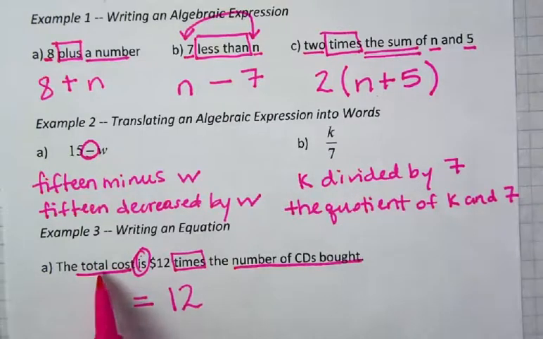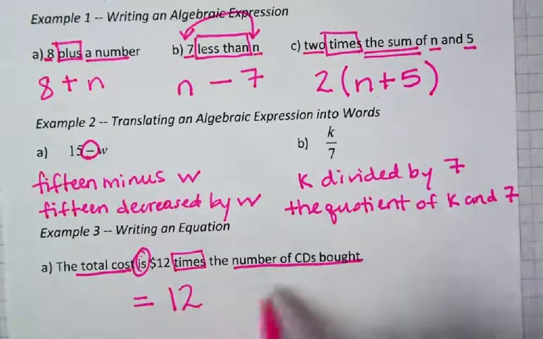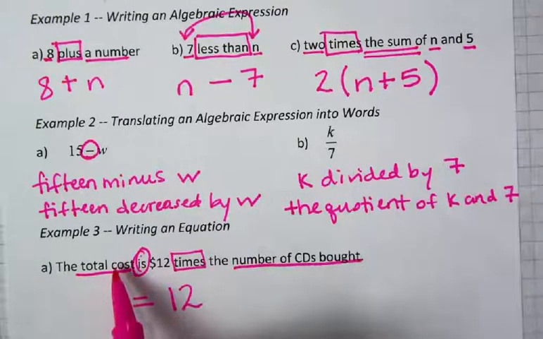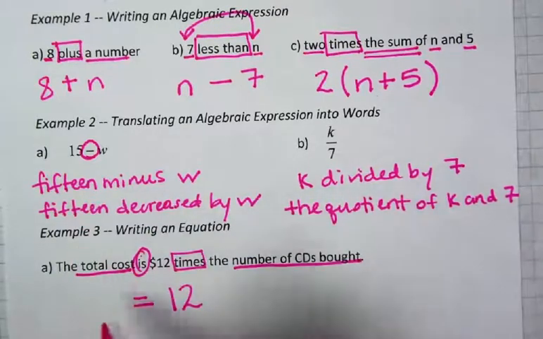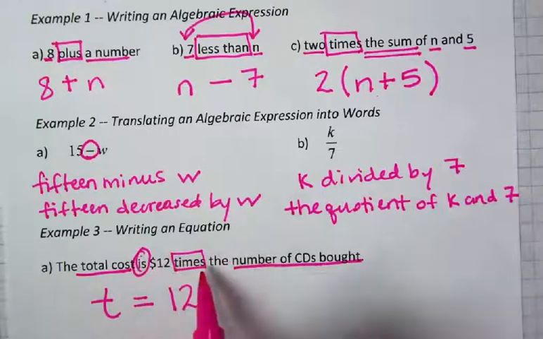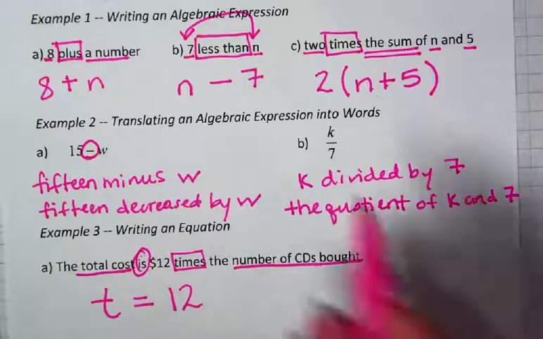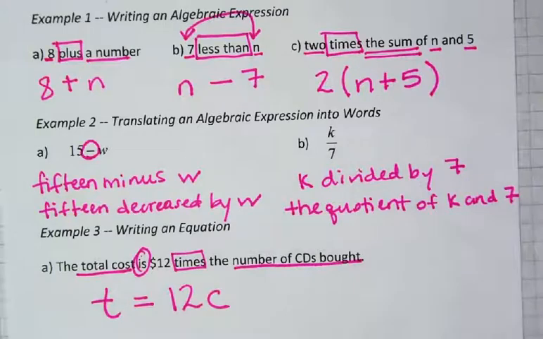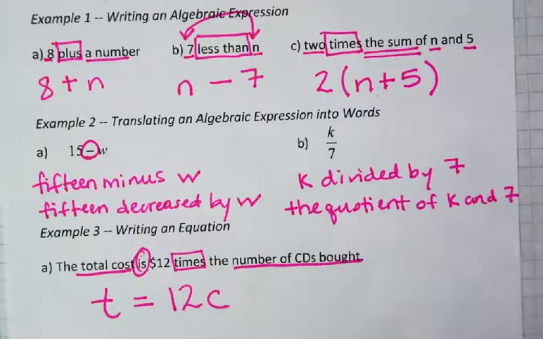Now my total cost and my number of CDs bought, I need to come up with a letter that represents those, because I don't want to write total cost equals 12 times the number of CDs bought. I want to make this smaller. So what might be a really good letter to represent total cost? Maybe you want to use the letter T or the letter C. So T for total, C for cost. I'm going to use T. So that's my total cost that was equals 12 times the number of CDs bought. So maybe I use C for CDs. So T equals 12C. Total cost equals 12 times the number of CDs.